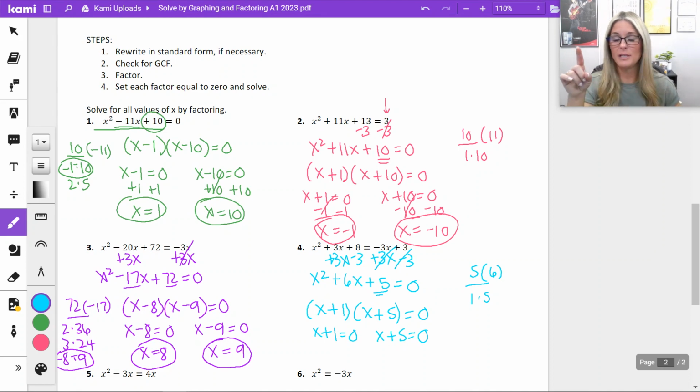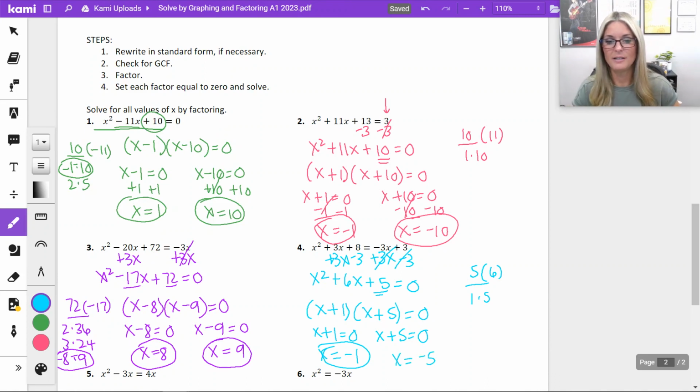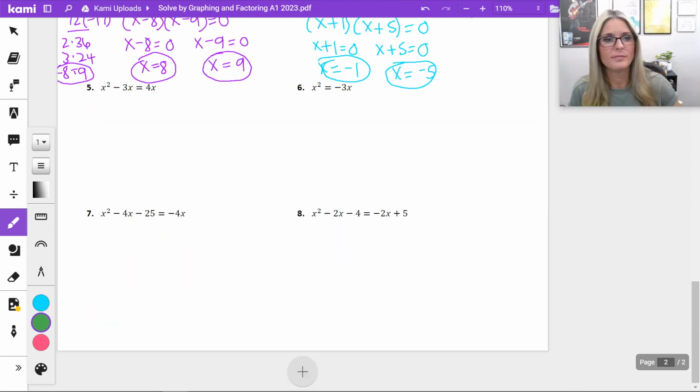x plus 1 equals 0. I would have to subtract 1 from both sides. My first solution is negative 1. x plus 5 equals 0. I would have to subtract 5 from both sides. Second solution, negative 5. So this parabola, if I graphed it once in standard form, it would cross at negative 1 and negative 5. Number 5, let's go ahead and put that into standard form.